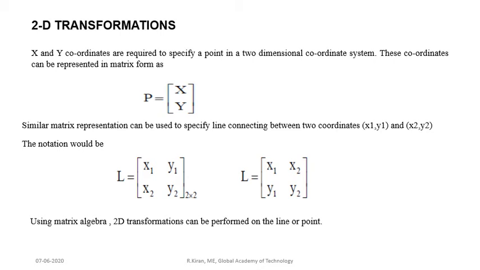In the case of 2D transformation, x and y coordinates are required to specify a point in the two-dimensional coordinate system, and these coordinates can be represented in matrix form as P = [x, y]. A similar matrix representation can be used to specify a line between the coordinates x1, y1 and x2, y2. Using this matrix algebra, the 2D transformation can be performed on the line or the point.